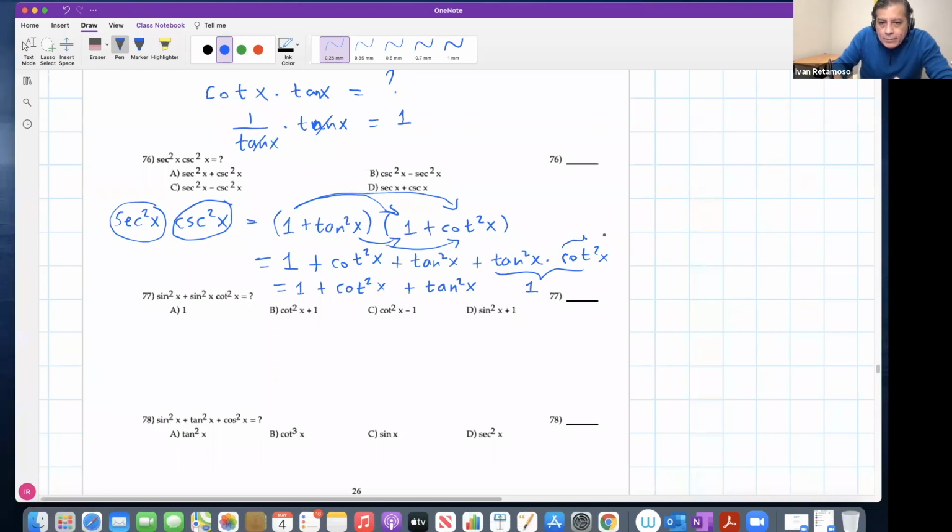Why do you say that, Professor? Well, because cotangent square is 1 over tangent square. When you multiply tangent square times 1 over tangent square, the tangents cancel. This is just 1. But now, looking back, look at this part.